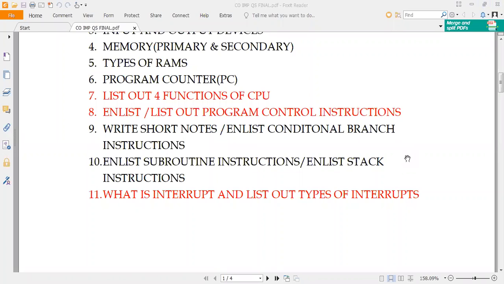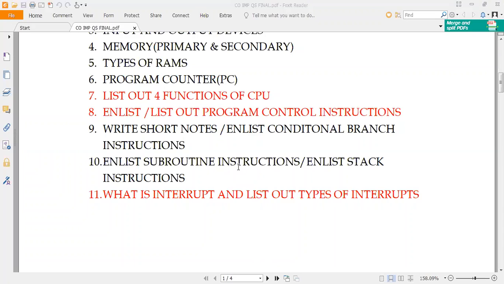Yes, sir. Fine. Then enlist subroutine instructions and stack instructions. What are the subroutine and stack instructions? Subroutines you will have two and the stack you will have two. What are they? I told you in subroutines: call and return instructions.